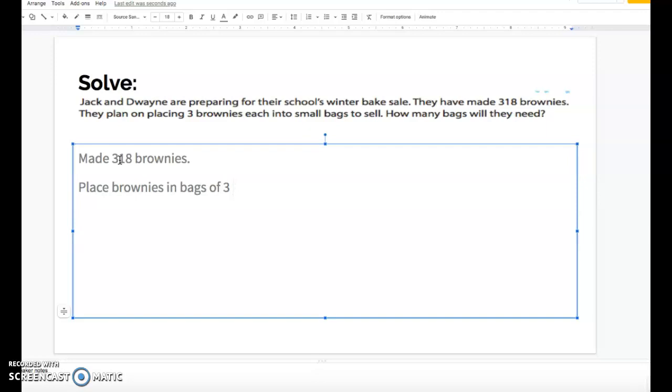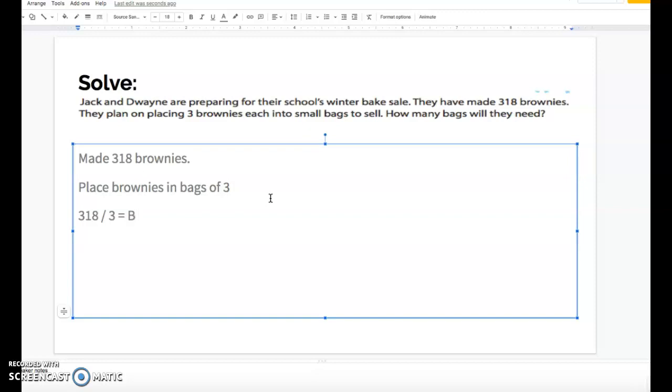But now I need to think, well, what is it actually asking me to do? It's asking me how many bags will the boys need? So it's asking me to figure out, well, if there's 3 brownies in each bag and there's 318 brownies, I need to decide, well, how many groups of 3 create 318? That's asking me to divide. 318 divided by 3 equals how many bags they're going to need for their brownies.